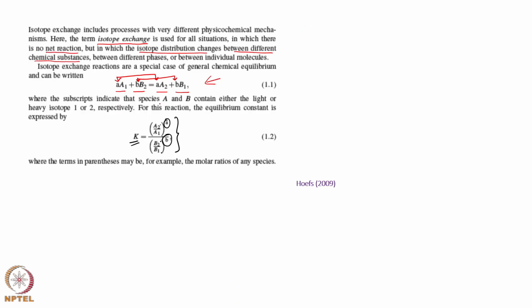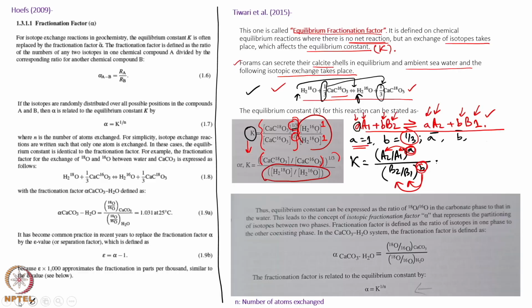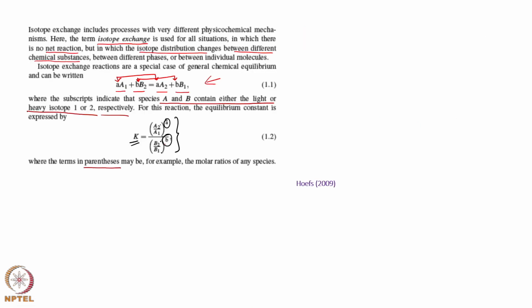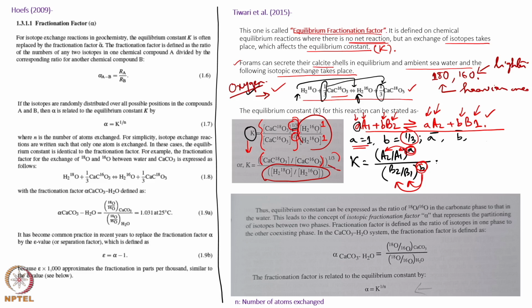In this equation, we have said that A and B contain either the light or the heavy isotopes 1 and 2 respectively. Here, we are dealing with isotopes 18O and 16O, where 16O is the lighter one and 18O is the heavier one. And in this reaction, only isotopes of a single element, oxygen, are considered. We are not considering more than one isotope getting exchanged. The terms inside the parentheses, that means B2 divided by B1 and A2 divided by A1, are the molar ratios of these species. So, in this case, the terms inside the brackets actually represent the molar ratios.